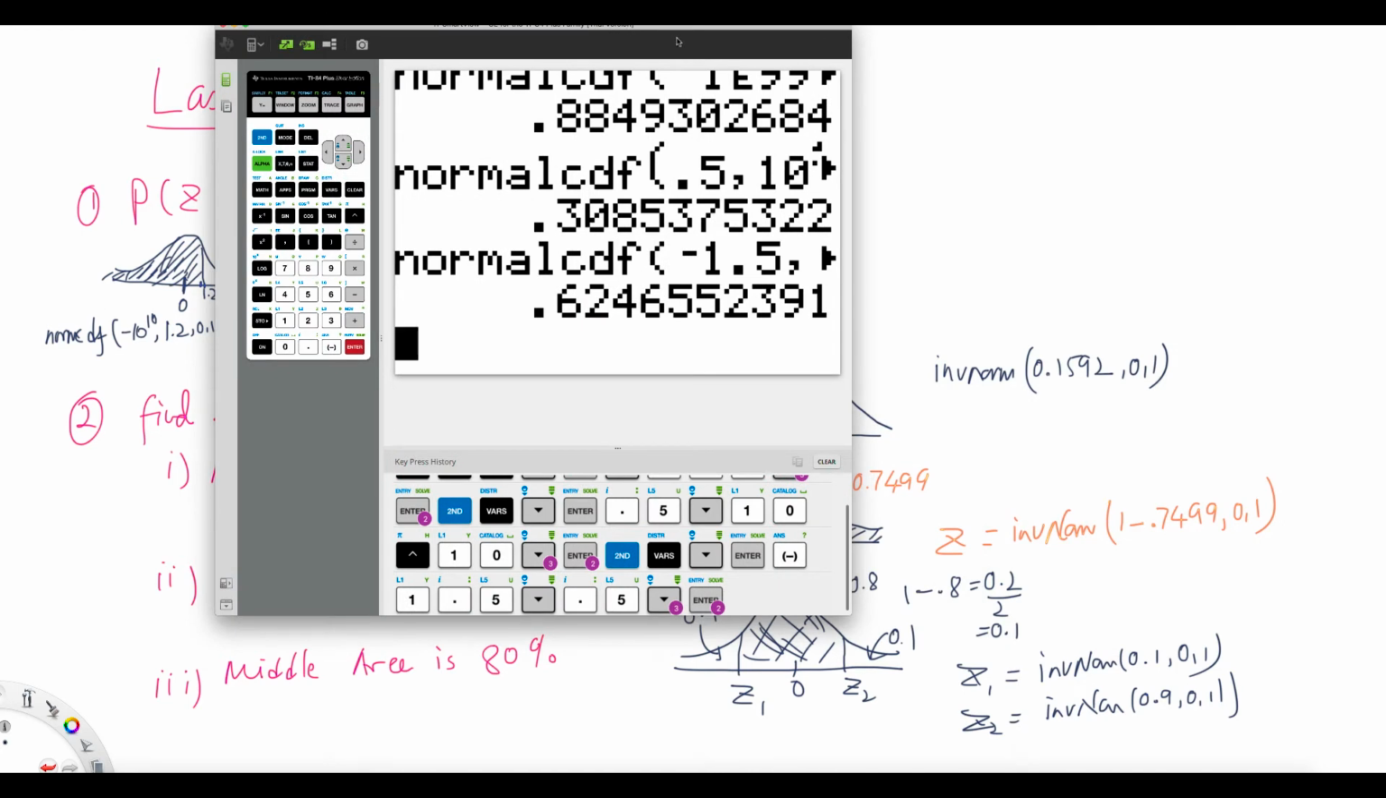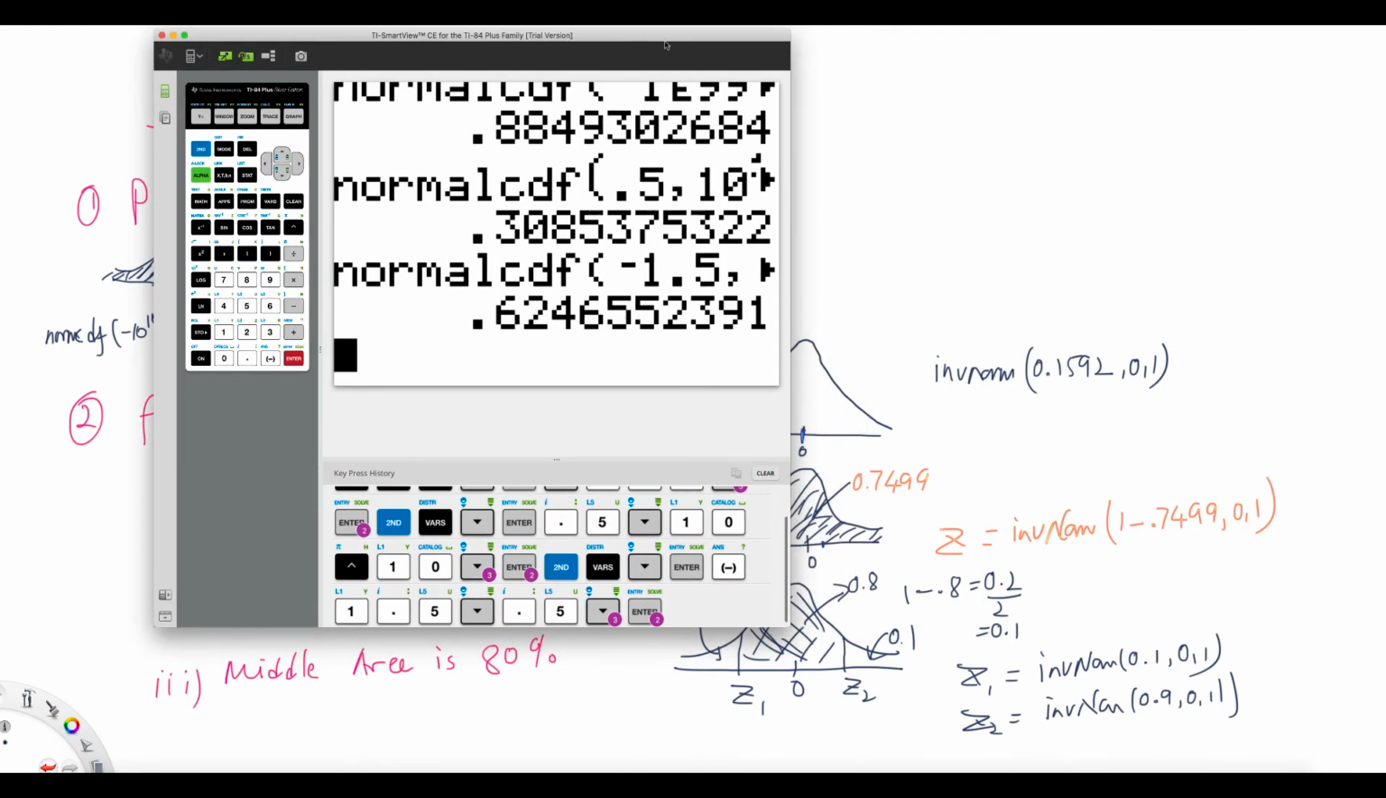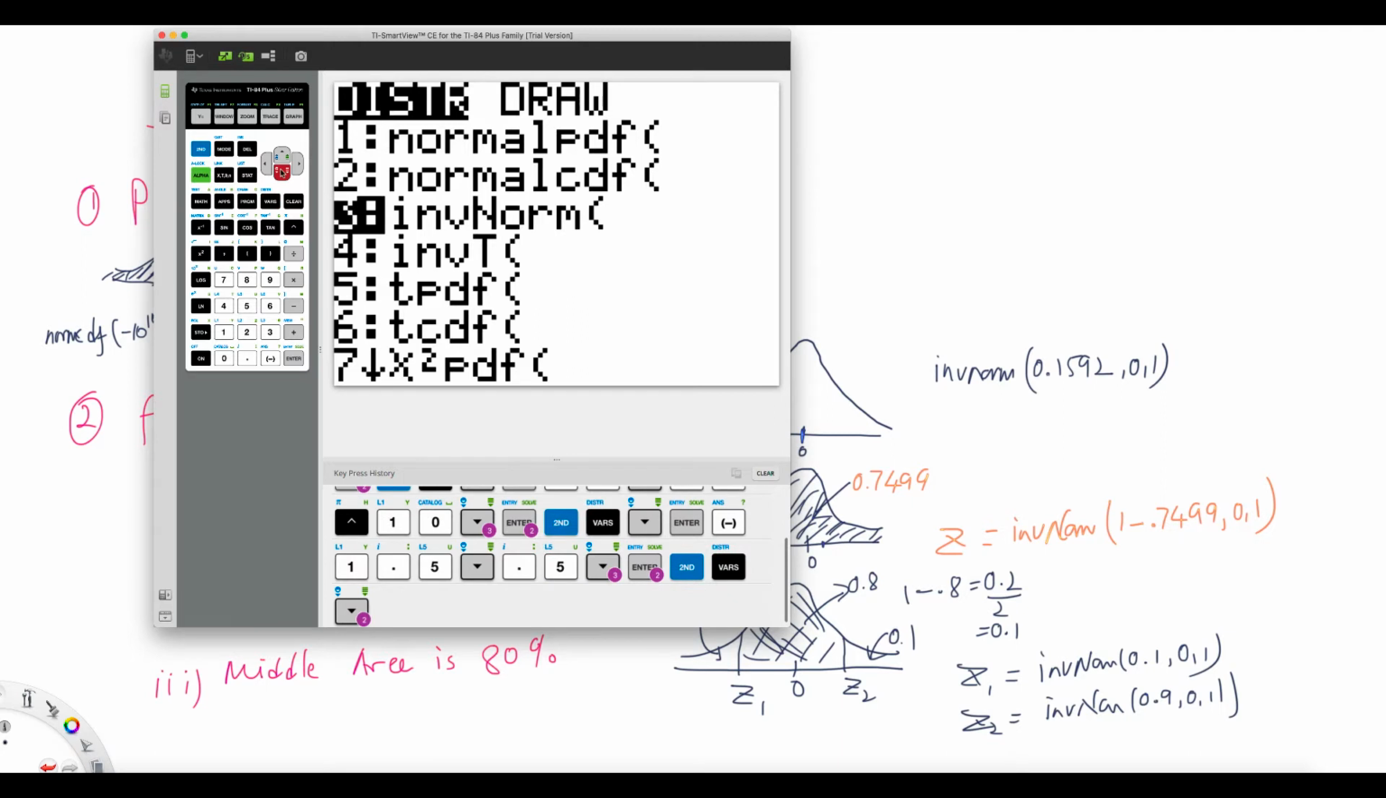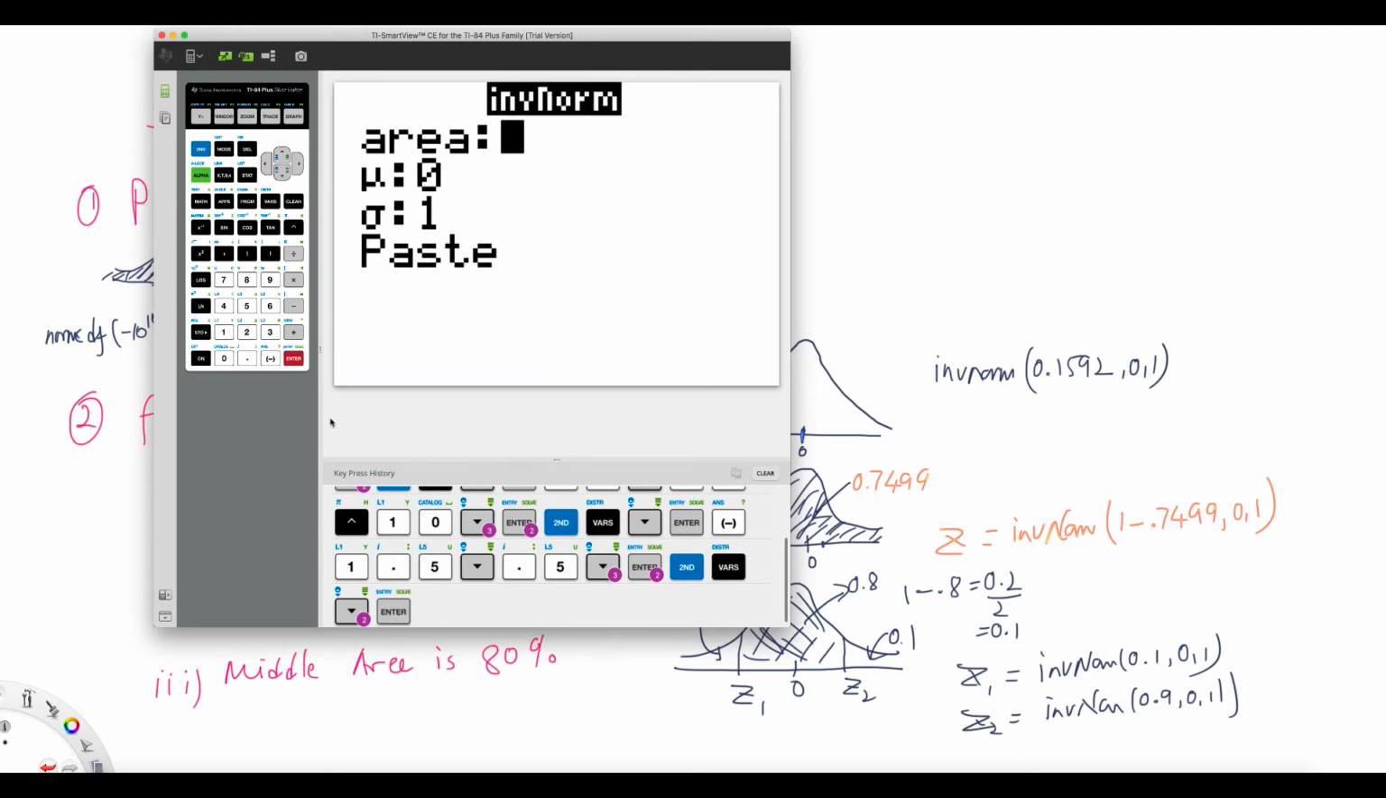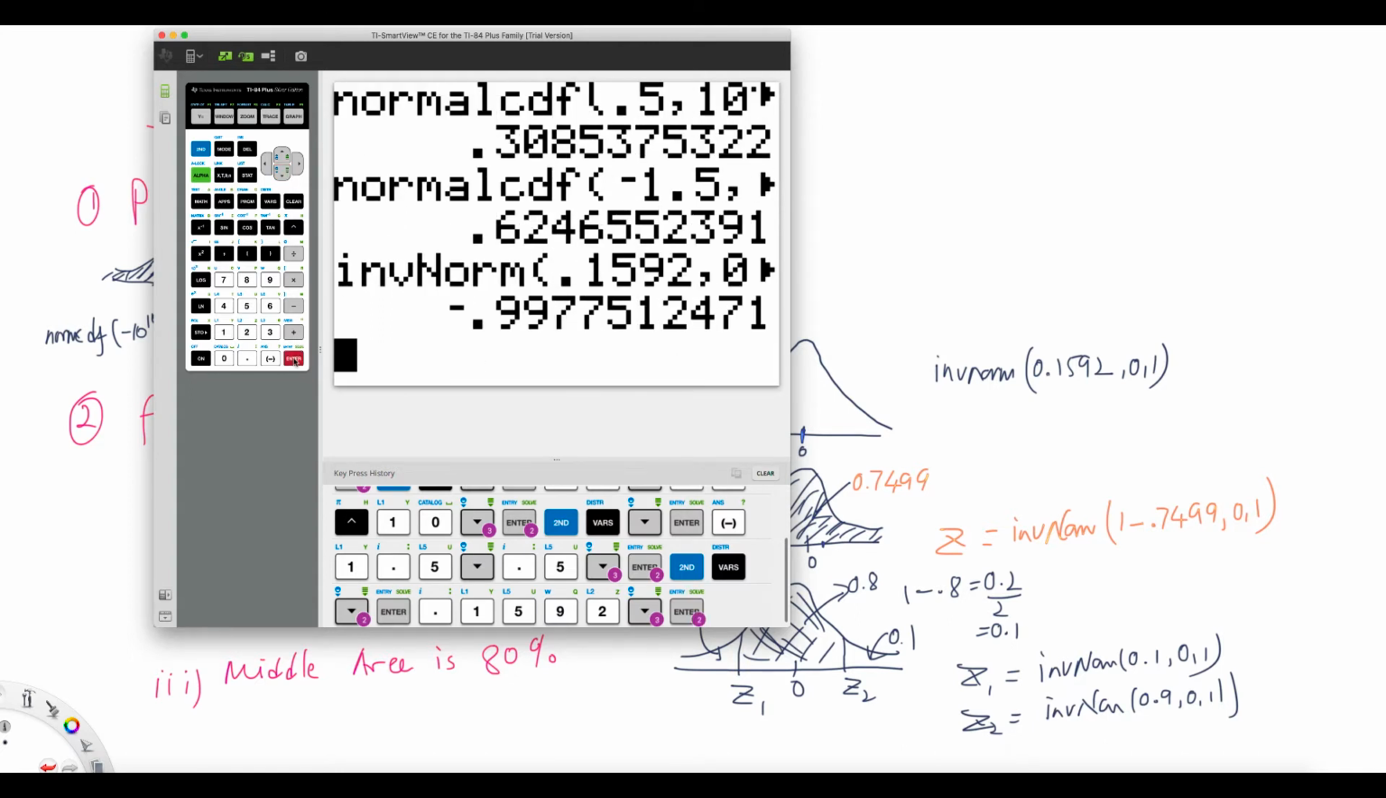Now to find these values in the TI-84 or TI-83 calculator, for the first one you use inverse norm 0.1592. Go to second, then DISTR, and then go to inverse norm, because you are finding the G values. So the area is 0.1592, and then mu is 0, sigma is 1, and you paste it, hit enter, and it will give you the value, negative 0.9977. You write equals negative 0.9977, okay?